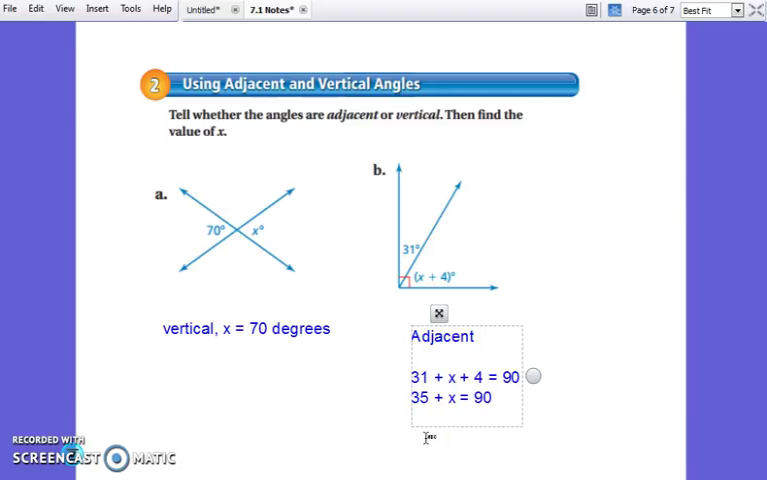Then I'm going to subtract 35 on both sides because I want to get x alone. So I subtract 35 here, and I subtract 35 here. Okay, and let's see what that's going to give us. I'm going to bring down my x equals, well, when I do 90 minus 35, I'm going to get 55 degrees.